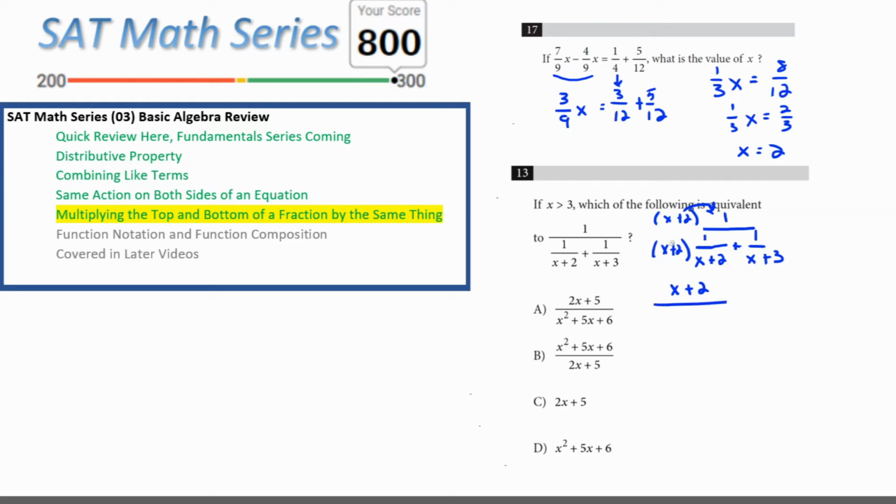And let's see what happens with the bottom. In the bottom, the x plus 2 will multiply by this and distribute over this plus, right? When it multiplies by the first expression, it simply cancels the denominator and you're left with a 1. Then, when it multiplies by the second expression, there's nothing to cancel. It just multiplies by the numerator, and you get x plus 2 over x plus 3.